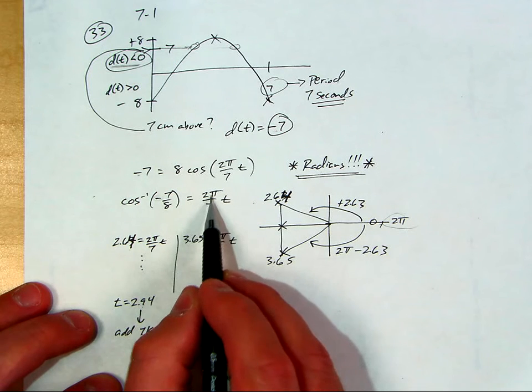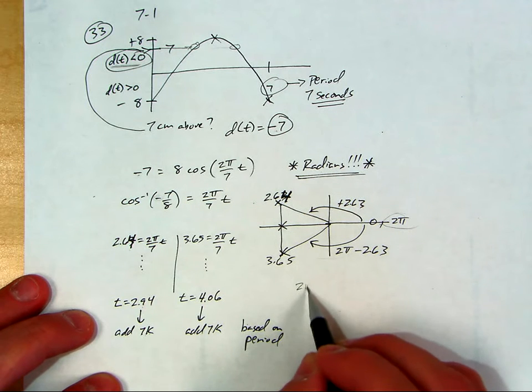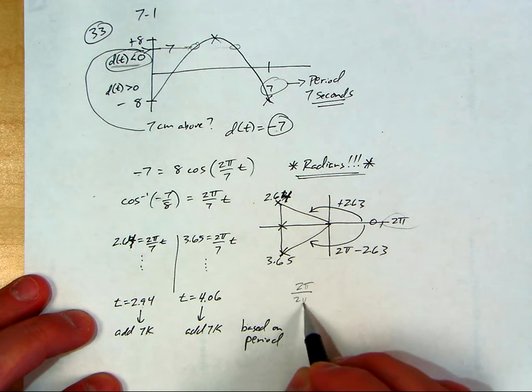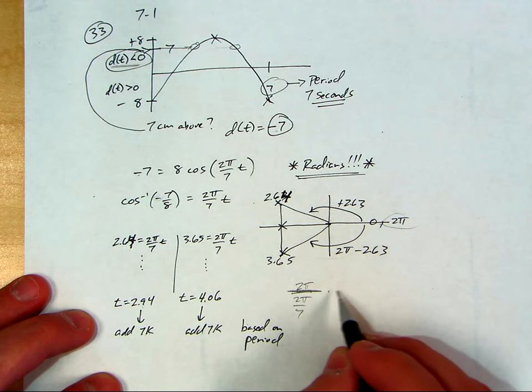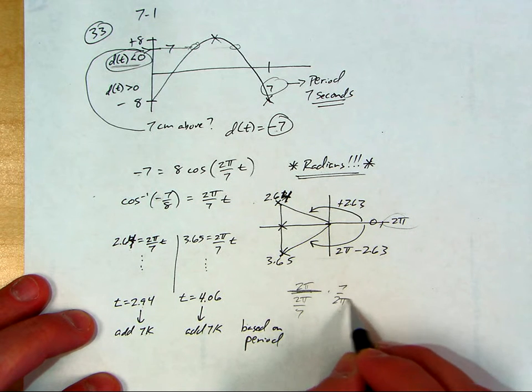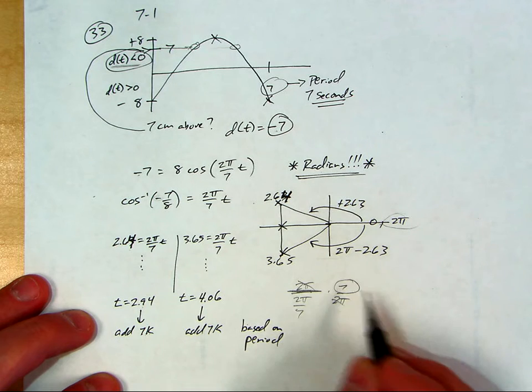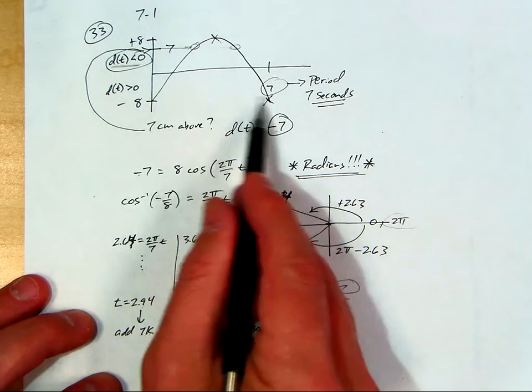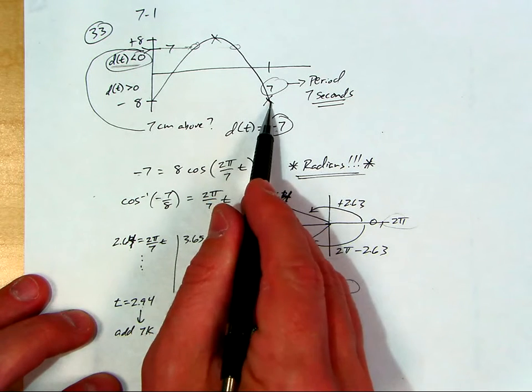2 pi over b is the period. 2 pi over 7. What is division? Multiplying by the reciprocal. Look what happens. The 2 pi's cancel out. The period is 7 seconds, just like is shown in the graph right here.